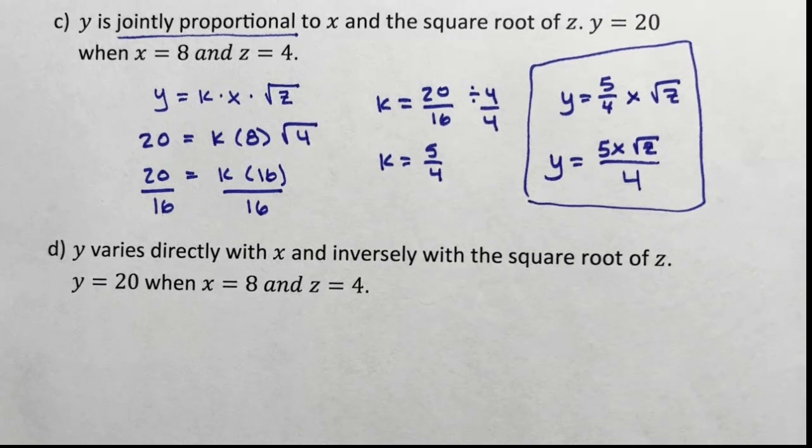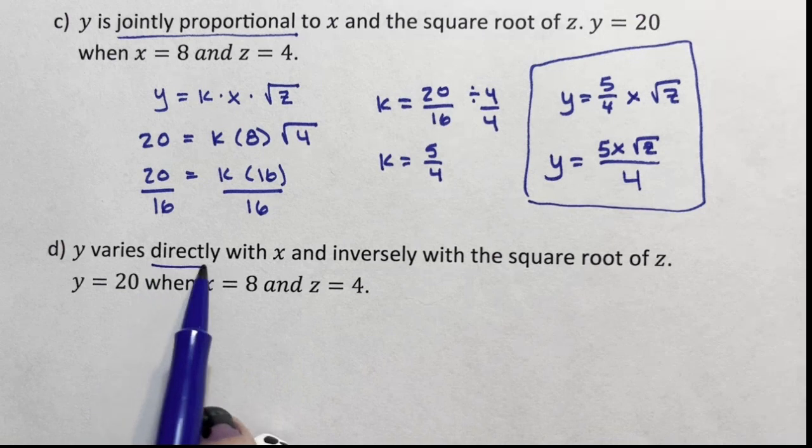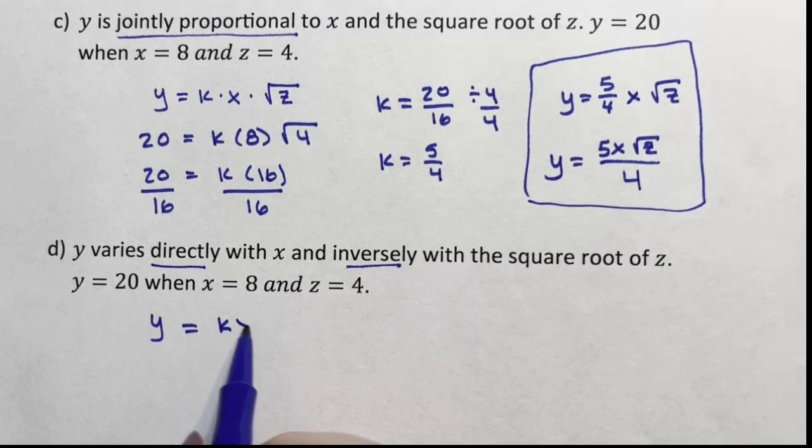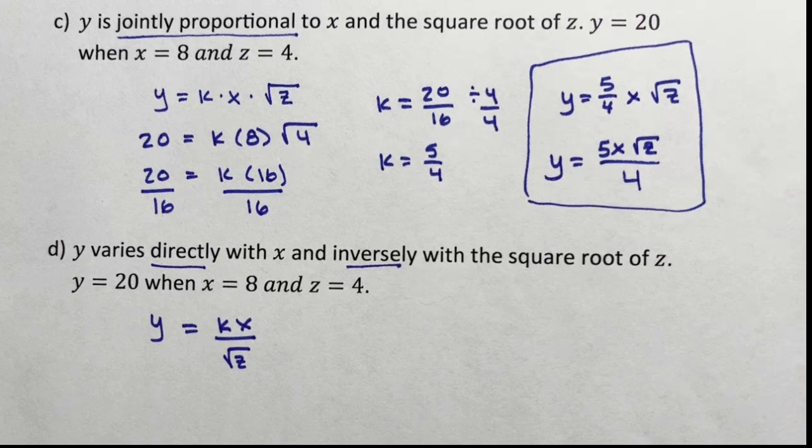All right, and last, this is called combination variation, combined variation, because you see the word direct and inverse. You get it all in one problem. Y varies directly with x and inversely with the square root of z. Before you go on about rationalizing the denominator, we are not going to do that in this problem. That is a problem for a different video. We are just talking about variation today, and we are going to leave that square root in the denominator.